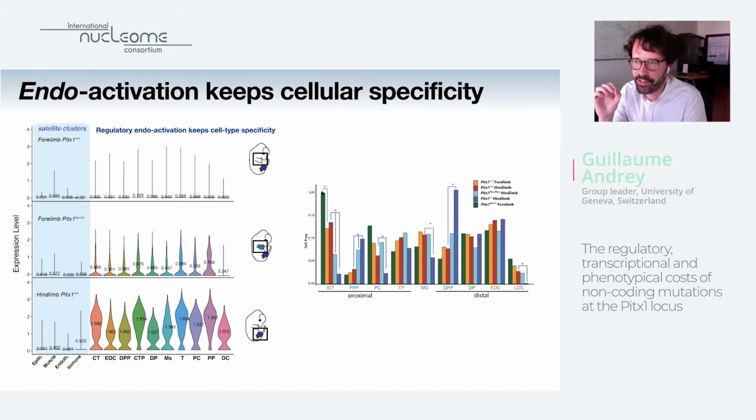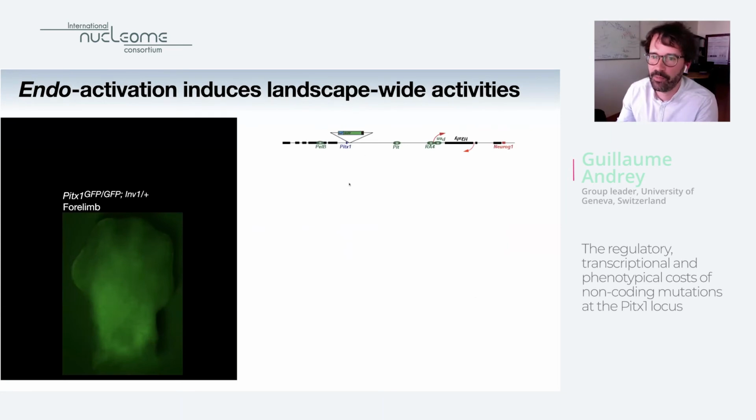Now, what happens at the transcriptional, at the 3D chromatin level? We can have a look at that by re-engineering the inversion in our sensor allele. So basically, we just re-engineer this. And if you look at the limb, you can see here that the forelimb starts to have a little bit of signal in different cells.